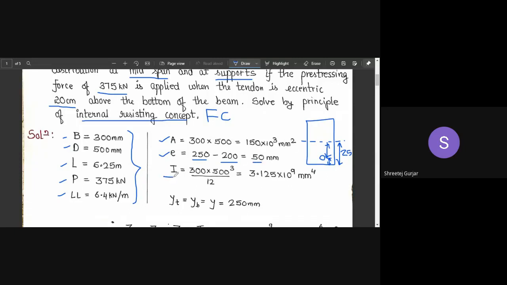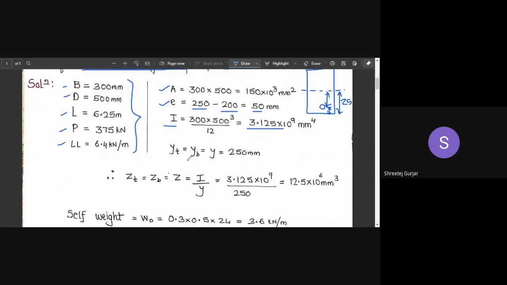Then the moment of inertia, which we can calculate as BD cube by 12. Because this is a rectangular section, YT will be equal to YB, so we will represent it simply as Y, which is equal to 250 mm. ZT also will be equal to ZB because of the rectangular section. So I by Y gives your sectional modulus. So we have calculated the sectional modulus, that is in mm cube.